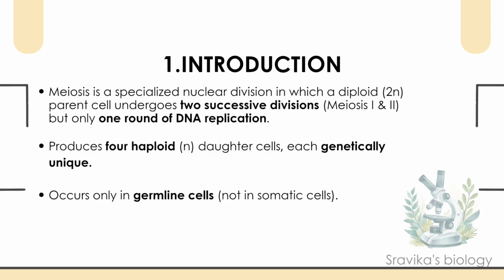Meiosis is a specialized nuclear division in which a diploid parent cell undergoes two successive divisions, Meiosis I and Meiosis II, but importantly, only one round of DNA replication. The result is 4 haploid daughter cells, each genetically unique. Remember, meiosis occurs only in germline cells, sperm, eggs, or spores, not in somatic cells. This is why meiosis is central to heredity and evolution.